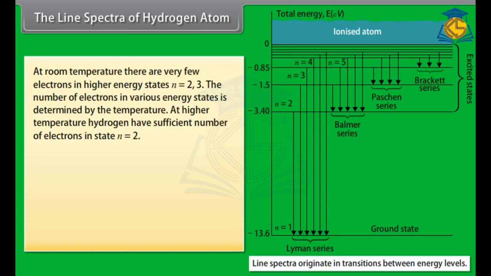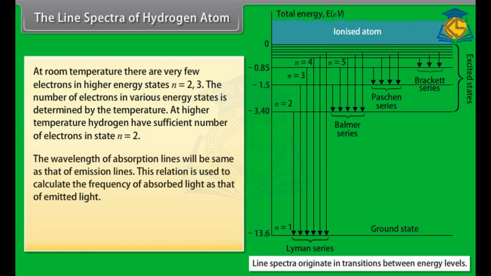At room temperature, there are very few electrons in higher energy states, n equals 2 and 3. The number of electrons in various energy states is determined by the temperature. At higher temperature, hydrogen has a sufficient number of electrons in state n equals 2, and the wavelength of absorption lines will be the same as that of emission lines. This relation is used to calculate the frequency of absorbed light as that of emitted light. E2 minus E1 equals h nu 12, which is equal to hc upon lambda 12.